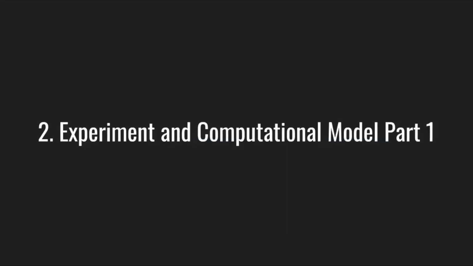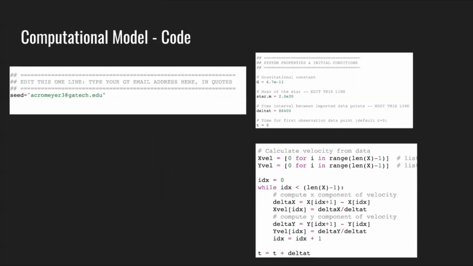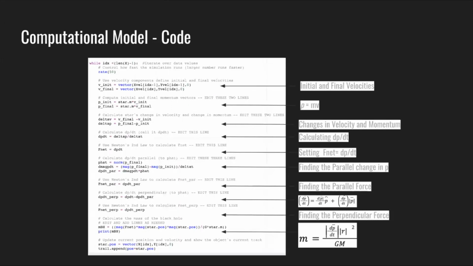So if we move on to the actual experiment, as I've mentioned, the first part of the modeling involved is calculating the mass of the black hole. This part of the code shows the variables: my email, which generates unique values to calculate the mass, the gravitational constant, the star mass, and delta t, which are all constants instructed. Then we use the first while loop to calculate the velocity of the star in the x and y direction iteratively. The second while loop uses the initial and final velocities from the previous part, which is then used to calculate the initial and final momentum of the star.